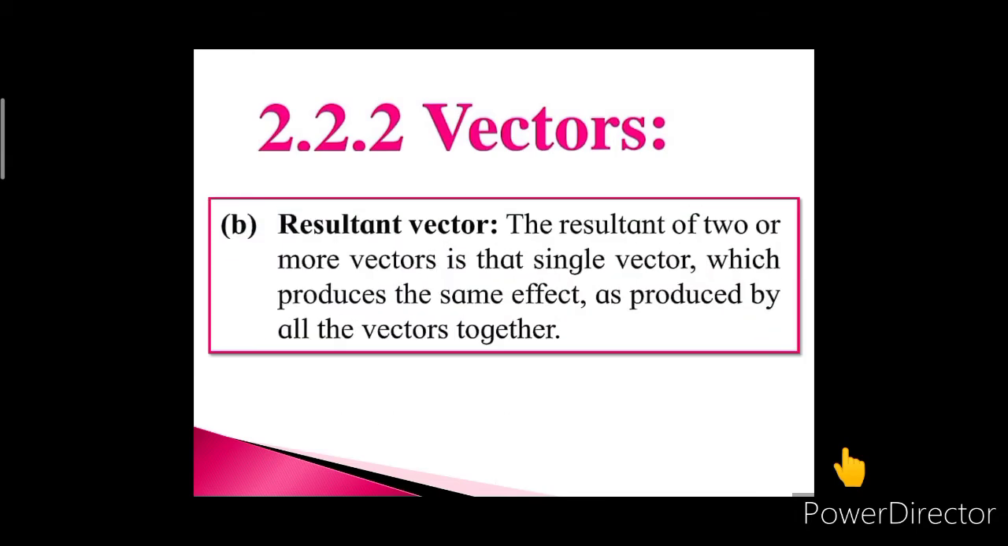Then the next type we had seen is the resultant vector, which is nothing but the resultant of two or more vectors: a single vector which produces the same effect as produced by all the vectors together.